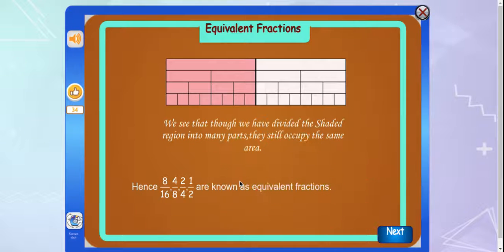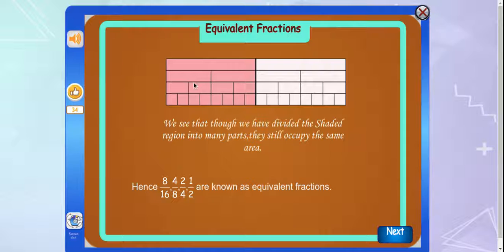So what do we notice, right? So we had the fraction 1 out of 2. This was 2 out of 4. This is 4 out of 8 and 8 out of 16. All these occupy the same region or the same area, right? So we call these fractions as equivalent fractions. 1 by 2, 2 by 4, 4 by 8, and 8 by 16 are called equivalent fractions.